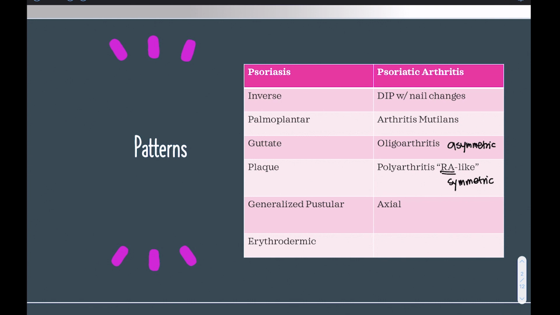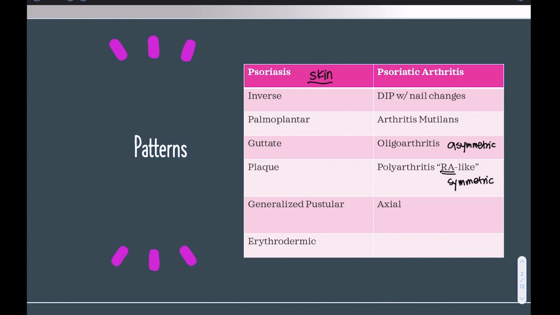Let's quickly review some of the subtypes of psoriasis. Just like the joint involvement, psoriasis also comes in many different shapes and sizes, quite literally. Just to clarify, when I say psoriasis, I mean the skin disease. There are various subtypes of skin psoriasis. Some of them are described here on the left-hand side.